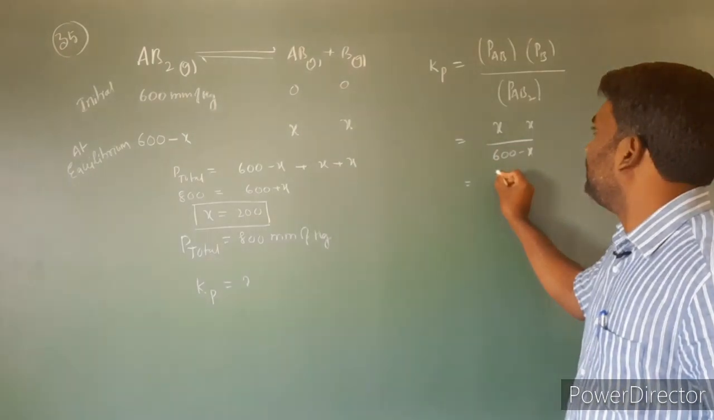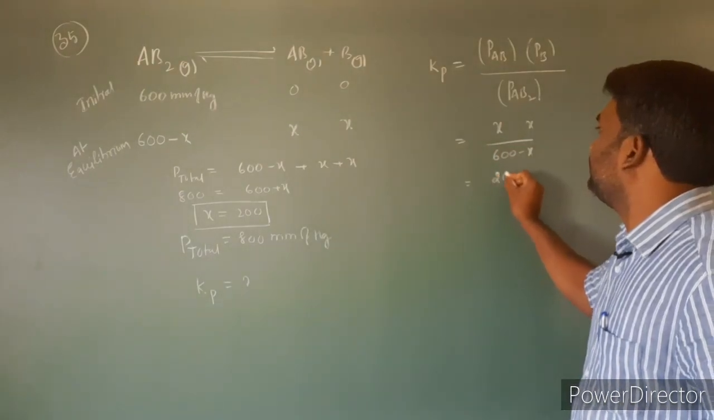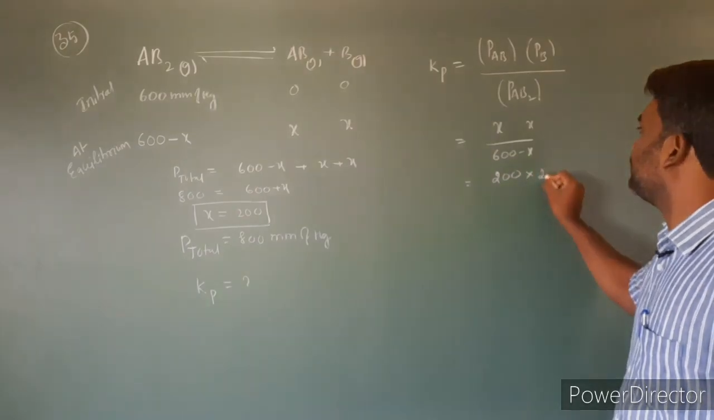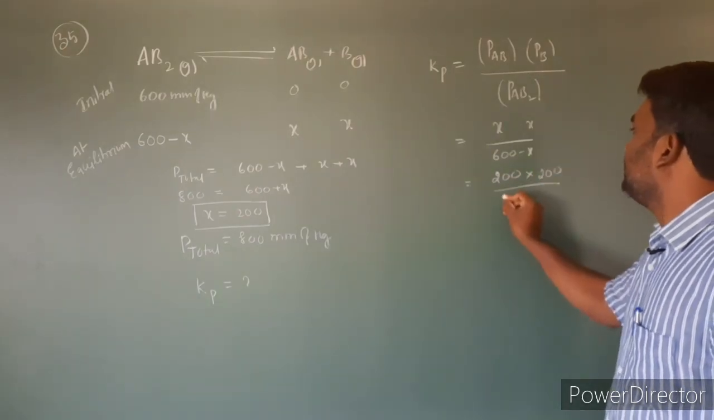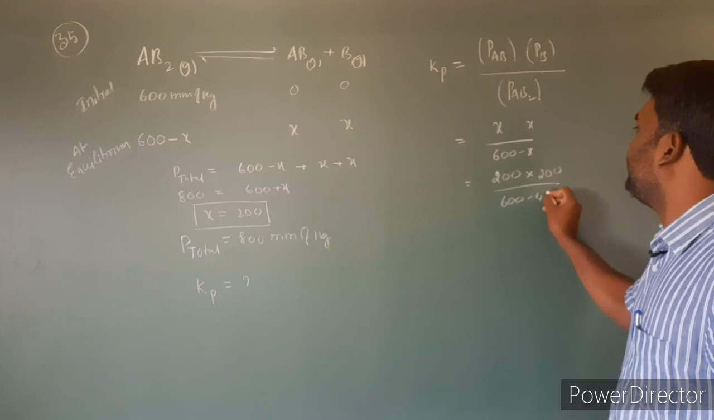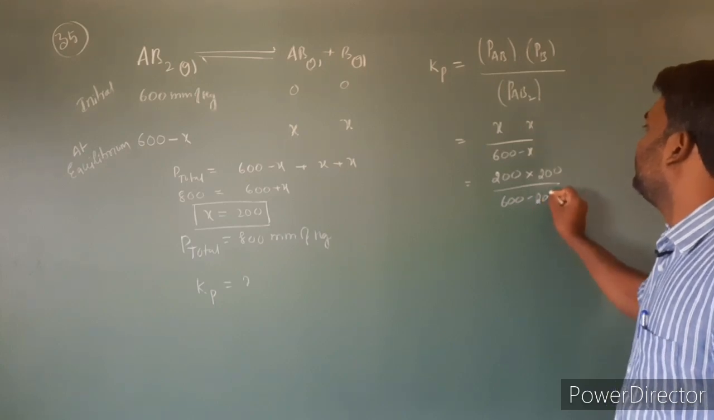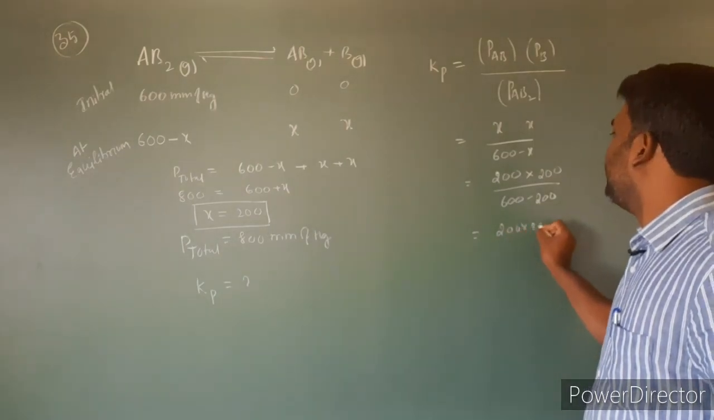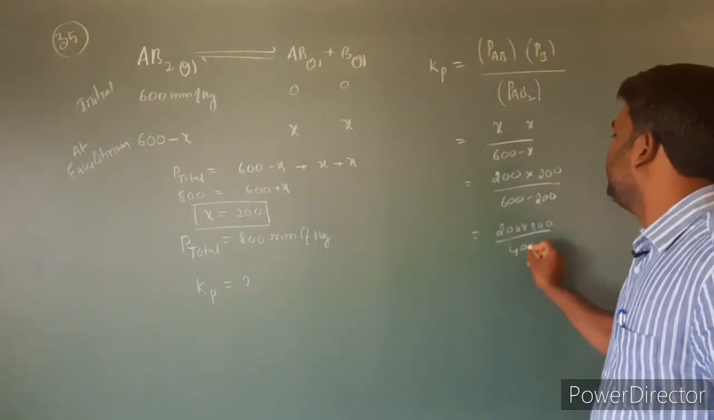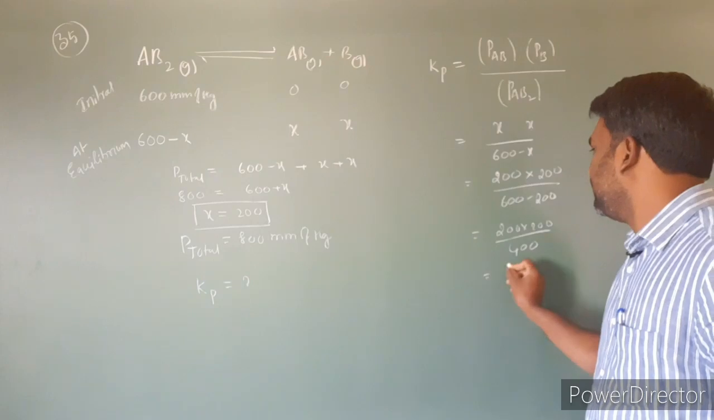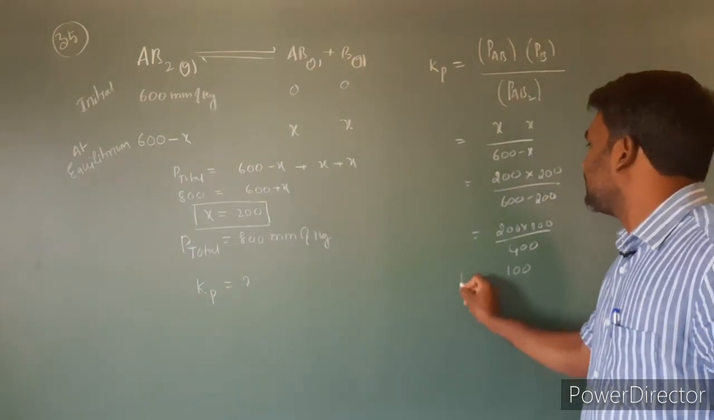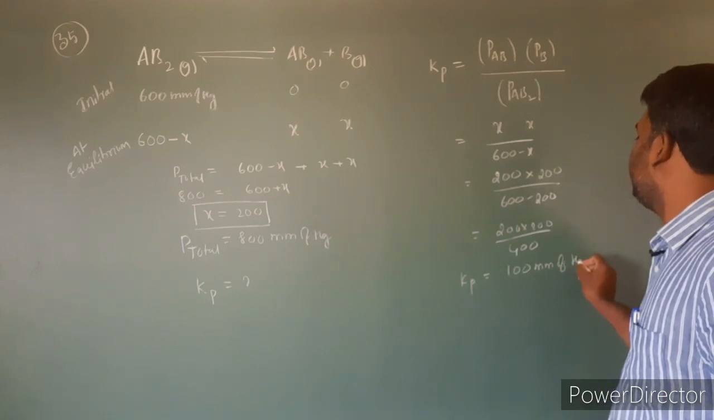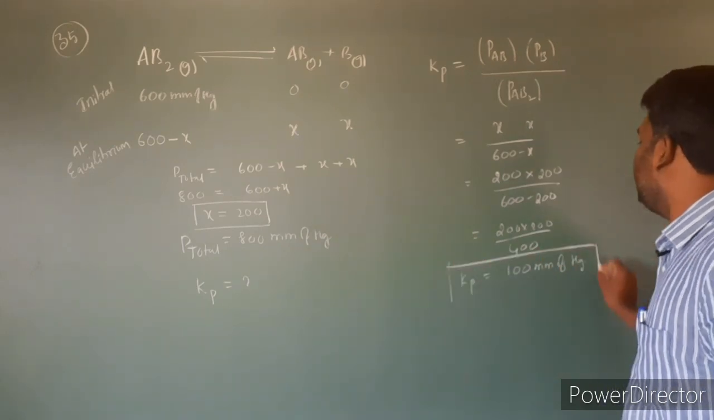Then x is equal to how much? We got 200. So 200 into x, that is 200 by 600 minus 400 minus 200, isn't it? Then that is equal to 200 into 200 by 400. That is equal to 100. So Kp is equal to 100 mm of Hg.